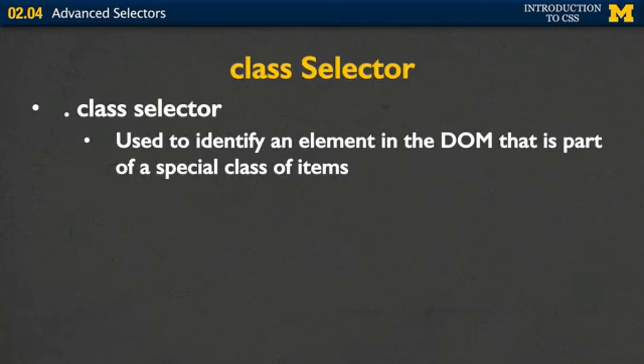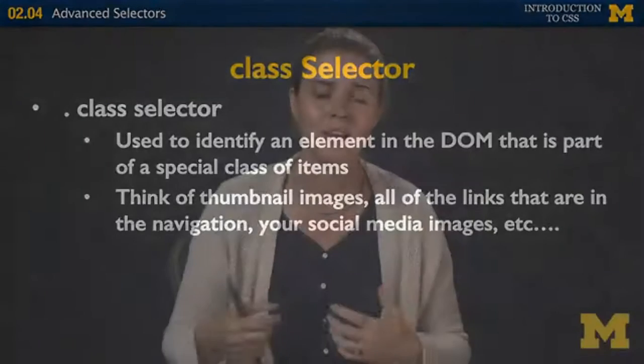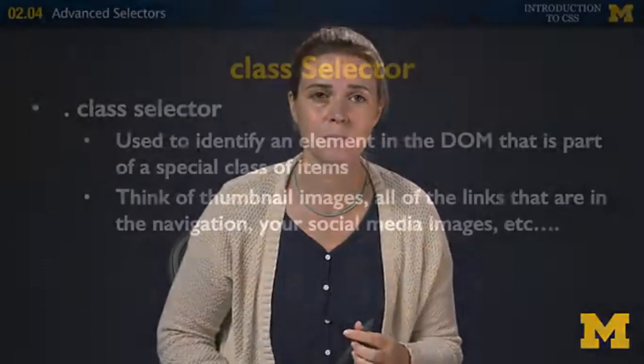Class selectors are similar to IDs, but the difference is that classes can apply to a range of elements, not just one particular element in the DOM. So think of thumbnail images or the social media icons. It's this idea that, you know what, I want to be able to style a big group of things all in the same way, but I don't want to necessarily style all of them that way. You don't want all of your images to be thumbnails, but you want a lot of them to be.